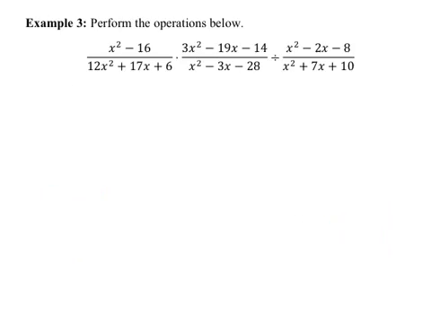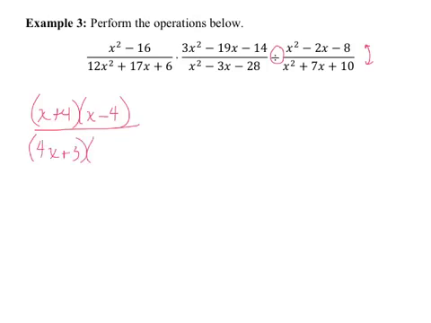And finally, example 3 says to perform the operations below. So we have multiplying and dividing. We'll start by factoring everything, and we can actually flip that last fraction at the same time. So again, let's rewrite this as a times and flip this fraction, but we'll factor at the same time while we're doing that. So this first part factors into x plus 4, x minus 4, simply because that's the difference of two squares. The denominator, we can use the AC method to factor, giving us a result of 4x plus 3 times the quantity 3x plus 2.